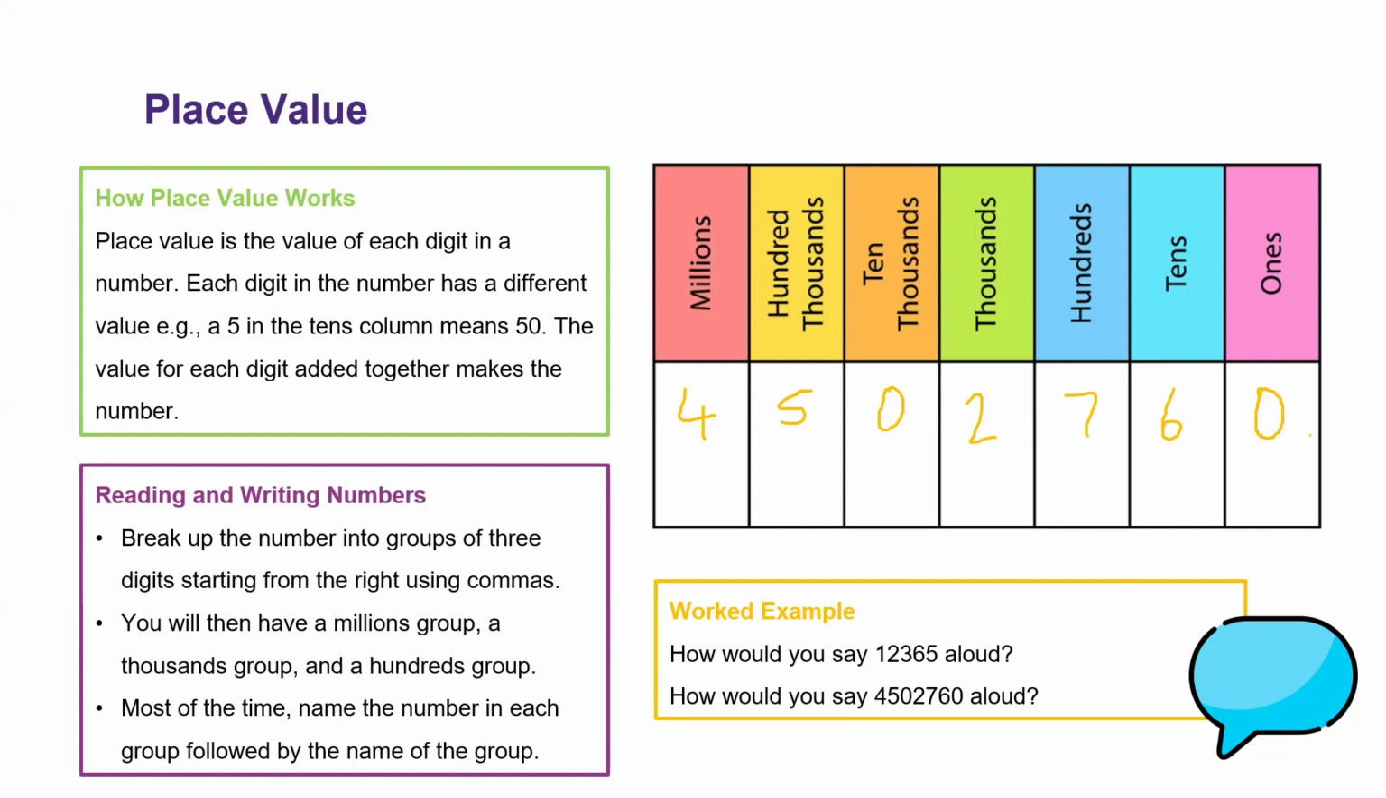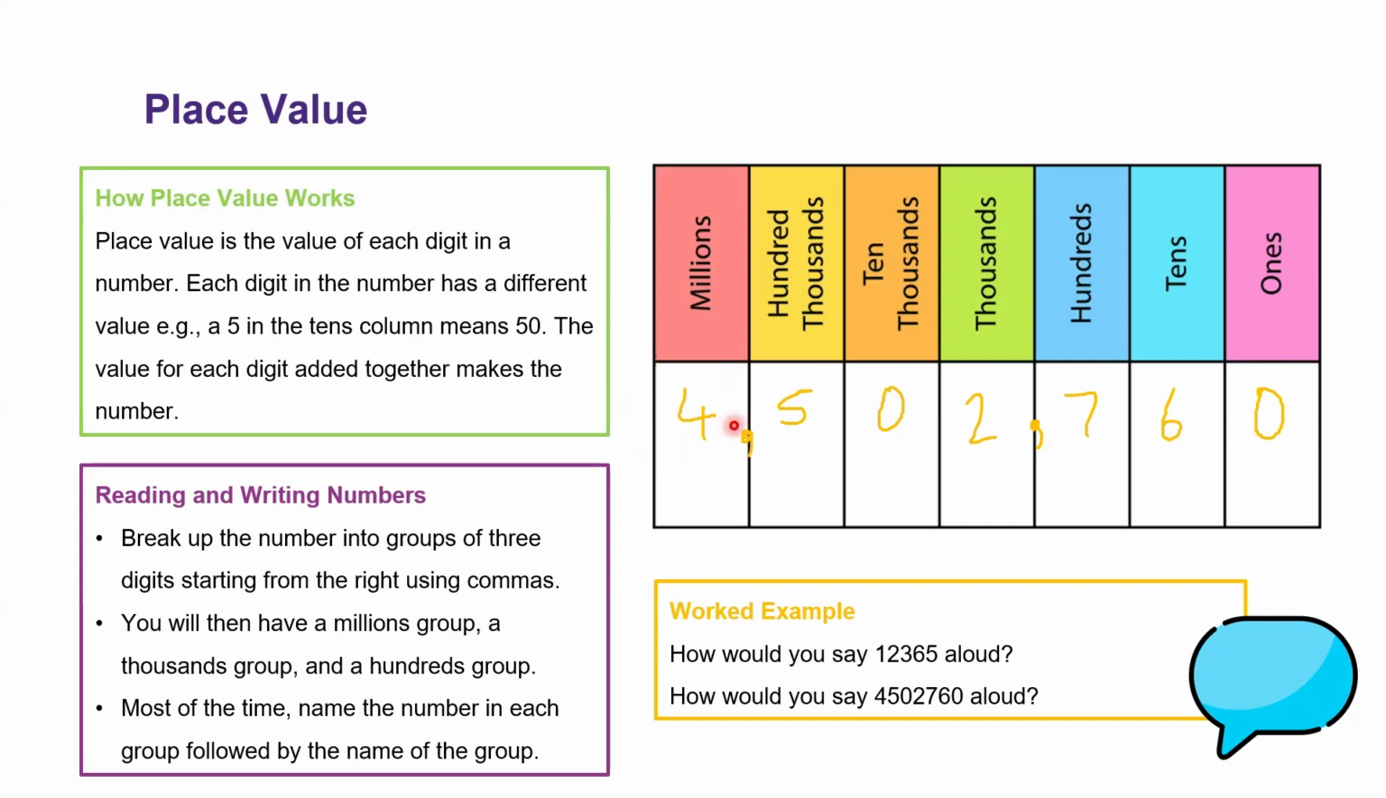4502760. Okay, again, I am going to start from the right-hand side. I'm going to count in 3 digits, 1, 2, 3. I'm going to put a comma here. I still have more digits to go, right? So I'm going to go 1, 2, 3, and I'm going to put another comma here. Okay, now we've got a few groups going on.